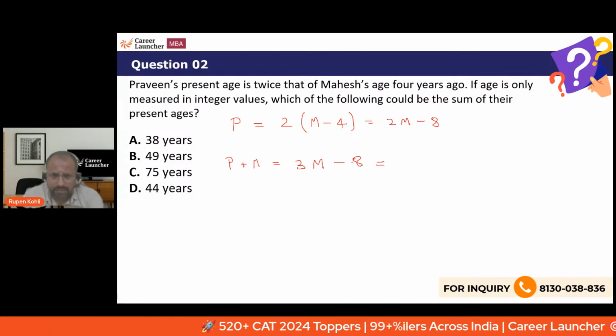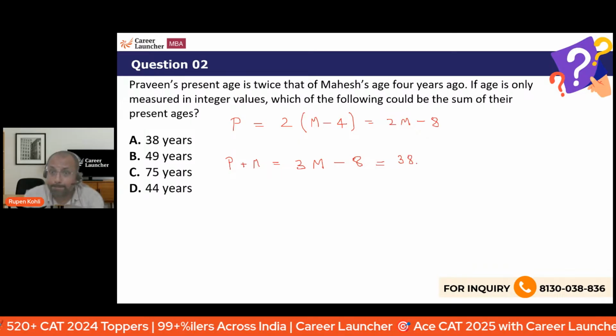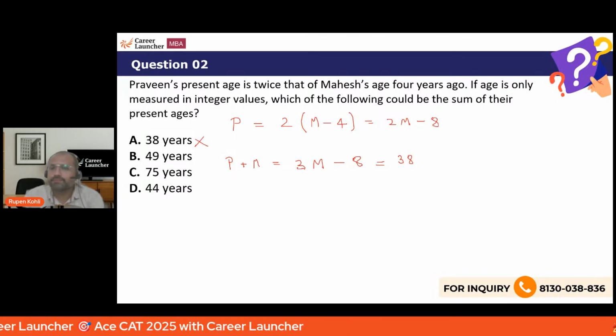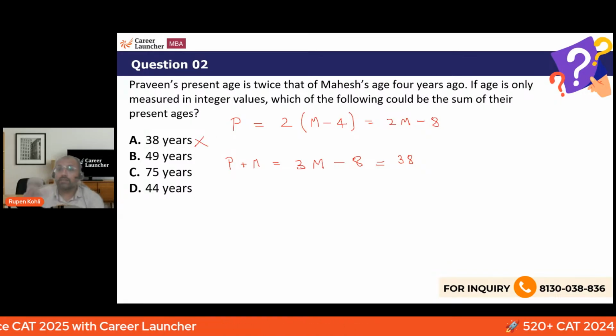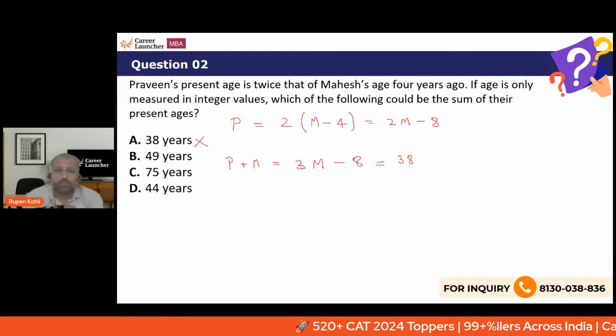So 3M minus 8 equal to 38. Do we get an integer value of M? Well, 38 plus 8 is 46. 46 is not divisible by 3. So ruled out. Because the whole point is the variables are integers. So our equation should lead to an integer value.